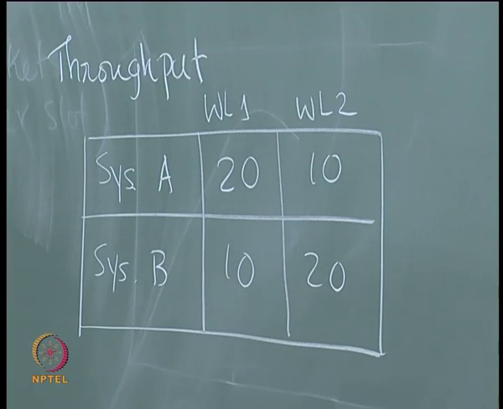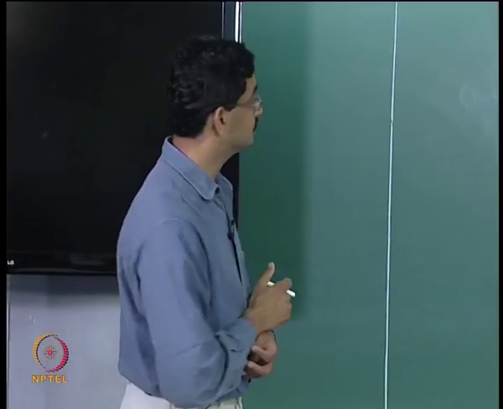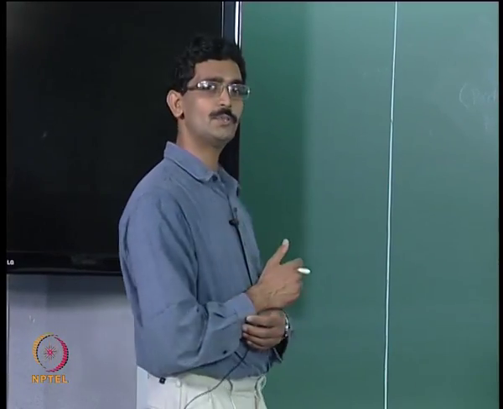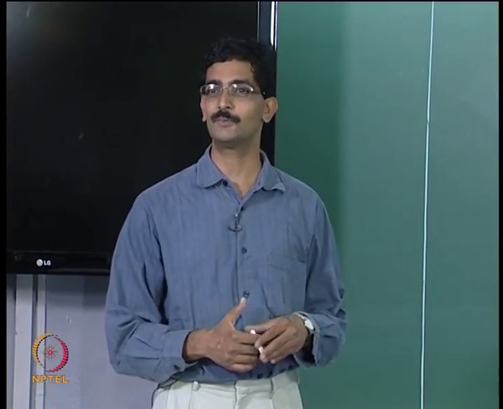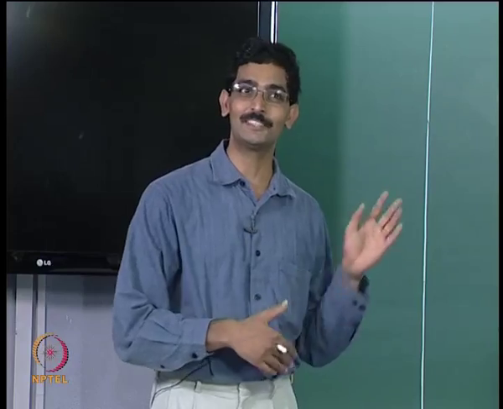Right. So in one workload, system A gave 20 units of throughput, whereas system B gave 10 units of throughput, and it is reversed in the other case. So you are supposed to compare these two systems, and only these two values are there. So which is better? This is again what you will see sometimes in theses.